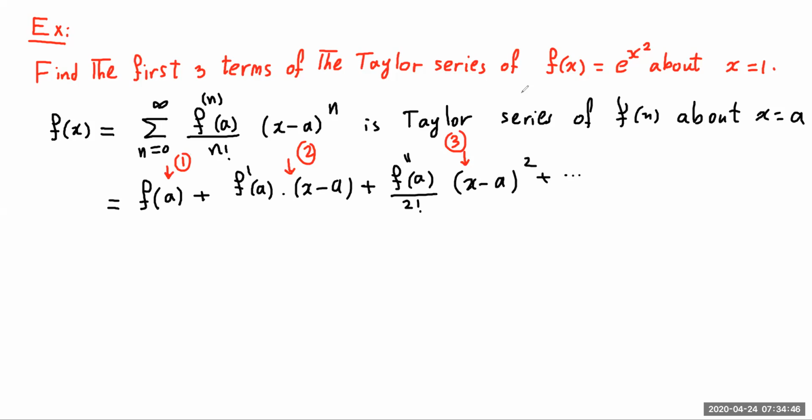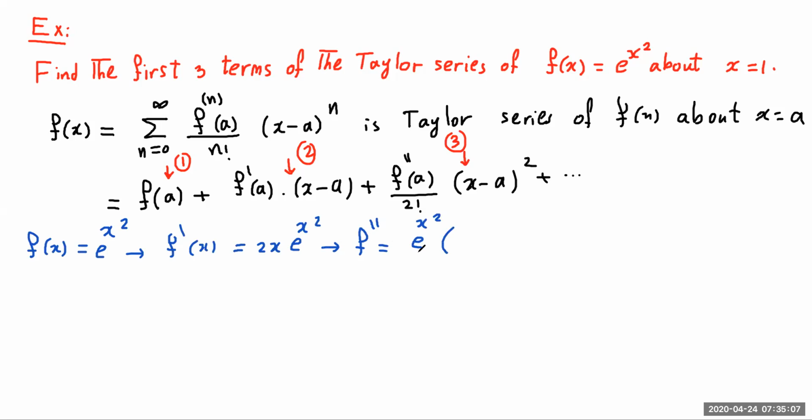So our function f(x) is e power x power 2. So the first derivative is 2x e power x power 2. So the second derivative will be, if I take e power x power 2 outside, the derivative of the first is 2 times the second, e power x2, plus the first, 2x, times the derivative of the second. The derivative of the second is 2x e power x2, times 2x gives 4x power 2. So 4x power 2 e power x2.